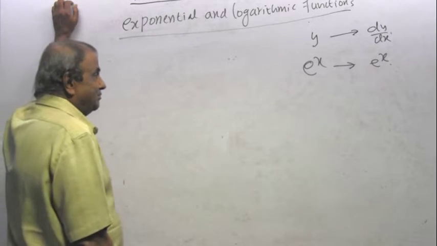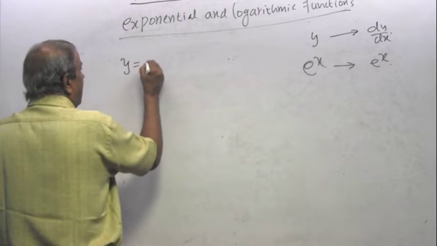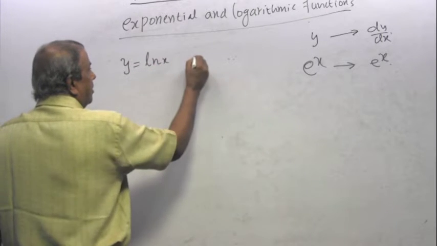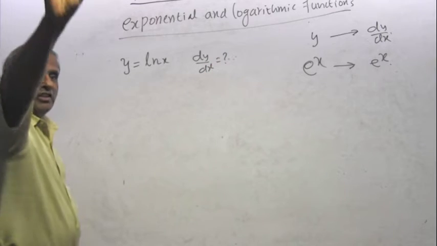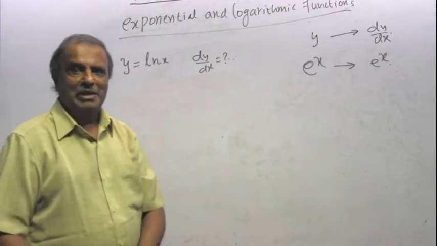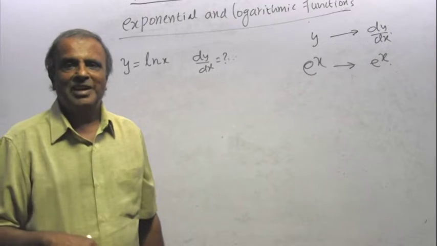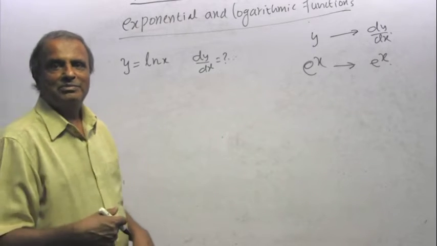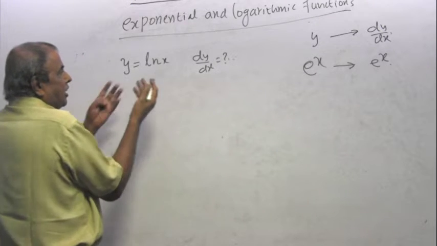Alright. Then let's see. Suppose I have y is ln x. What is dy by dx? Yes, 1 over x. Somebody is telling me it's 1 over x. Correct? But why? How do you get 1 over x? That's what I'm trying to show you. I can't differentiate because I don't know the formula.